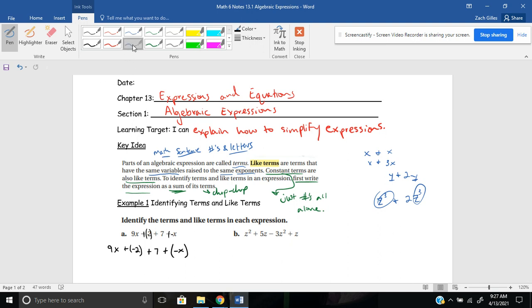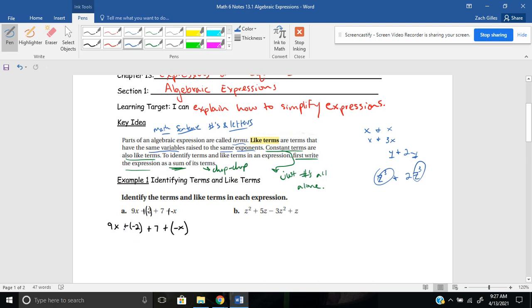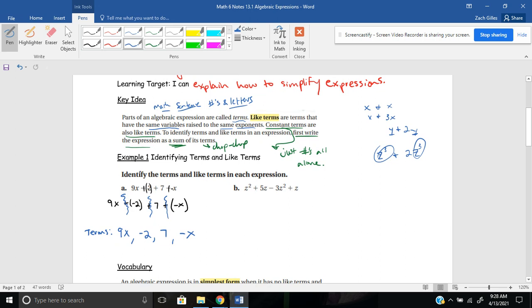Okay, and then I'm going to break this down into its terms. So you can separate an expression at the addition signs. So here's an addition sign, here's an addition sign, here's an addition sign. You'll see that we have 1, 2, 3, 4 different terms. So our terms are different parts to this expression. The first term is 9x. The next term is negative 2, then 7, and then negative x.